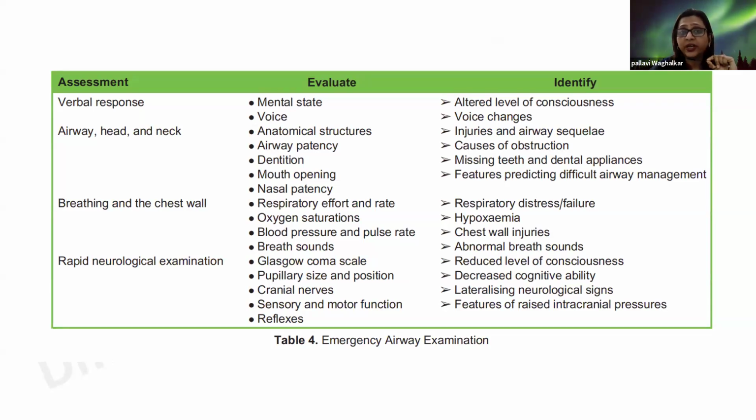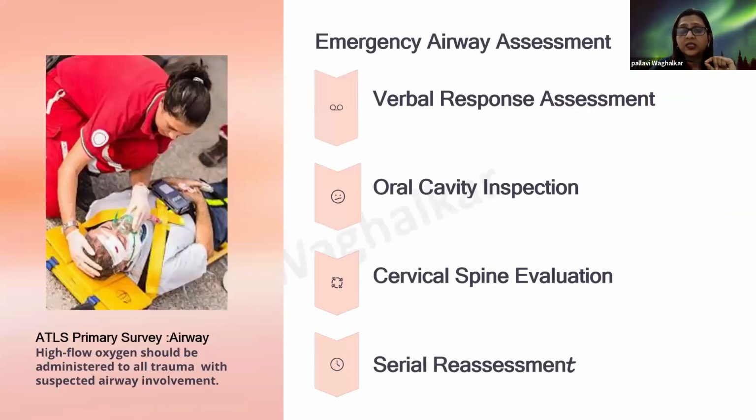Rapid neurological examination is very important, because with reduced level of consciousness, decreased cognitive ability, or raised ICT features, we have to take an instant decision to go ahead with the definitive airway. Verbal response, oral cavity inspection, cervical spine evaluation, and serial reassessment are the key factors in emergency airway assessment. But whenever you are doing this primary survey assessment, high flow oxygenation should be administered to all trauma patients with suspected airway involvement.